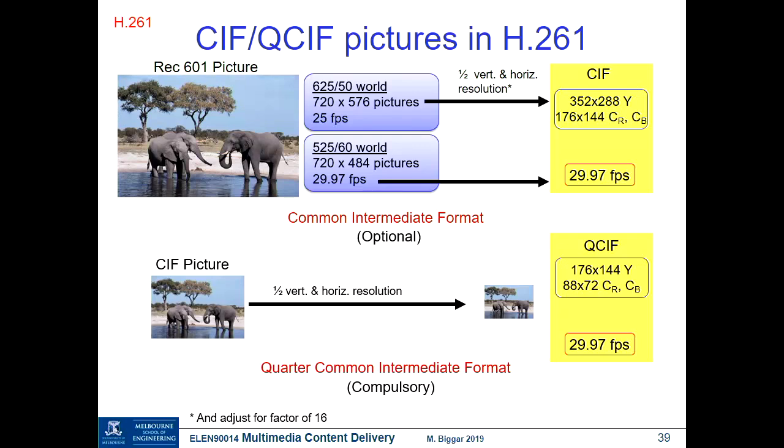So, for these H.261 coders, to make sure that they could talk to one another, this lower resolution version was compulsory, and optionally they could signal one another and say, we actually have this, we can support this higher resolution as well.